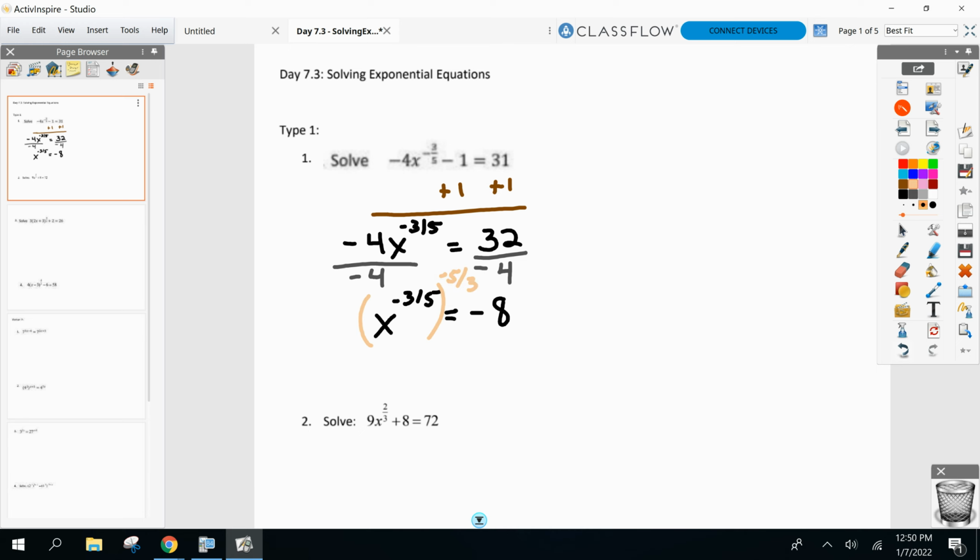And you guys know the deal. Whatever happens on the left happens on the right. So I got to raise negative 8 to the negative 5/3. Left side, they cancel out the exponents. I get x equals, yeah, good thing we have calculators to do it. Don't have to do it old school. Make sure you put negative 8 in parentheses for me. Raise it to the negative 5/3, and yeah, you're going to get a fraction. There's some fractions here.